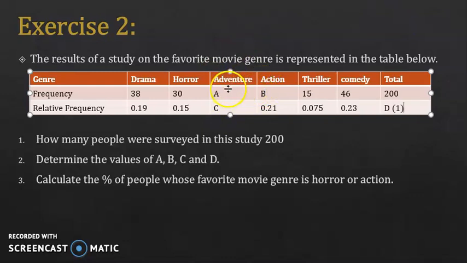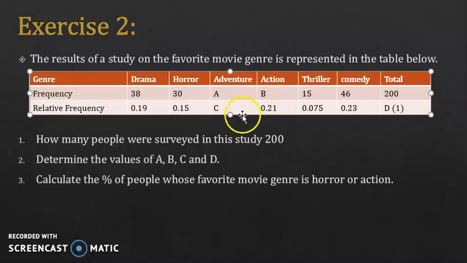Let's look at A, for example. I need the frequency of adventure, so I don't have the relative frequency, for example, to be able to deduce the frequency. Because if you have the frequency, you can know the relative frequency. And if you have the relative frequency, you can know the frequency. And you can't use the method that says the total frequency is the sum of these frequencies because B is also an unknown. So you won't be able to get A. So think about B and C.